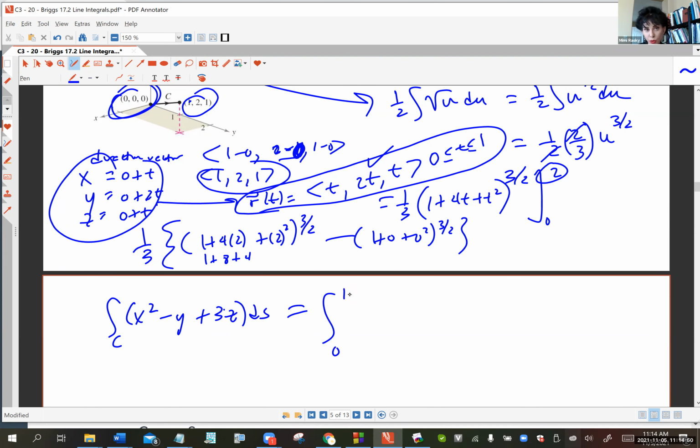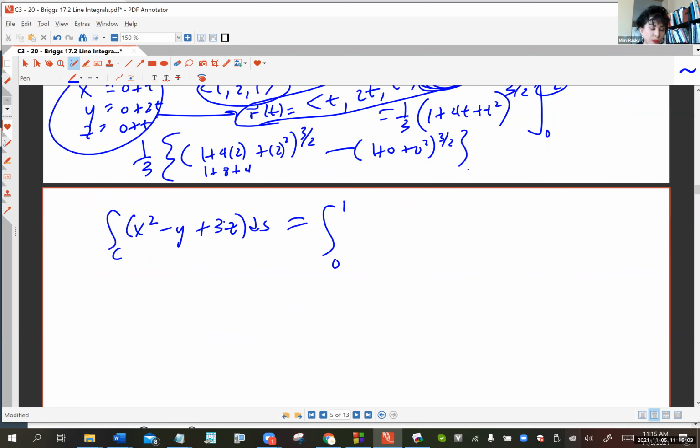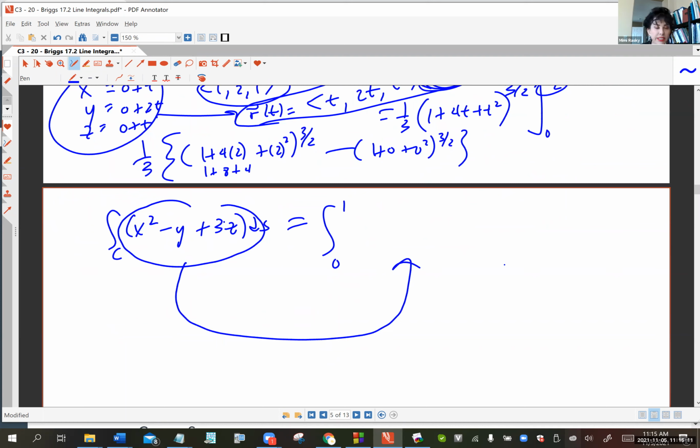Well, why is time going from 0 to 1? Because when we parameterized it, we said what the time is going from. That's part of the parameterization. You miss out on that, I dock you a lot of points. You have to tell me the range of your time that your parameterization is corresponding to. Okay, then what? You have to rewrite your density function. You're not allowed to have x's, y's, and z's in your line integral. You're only allowed to have the variable t.